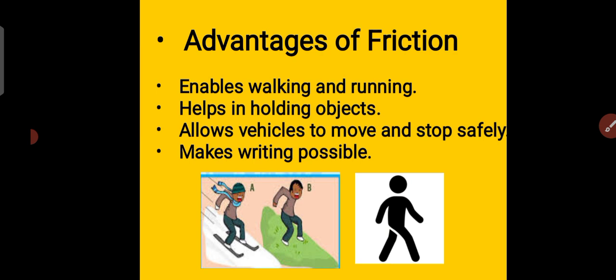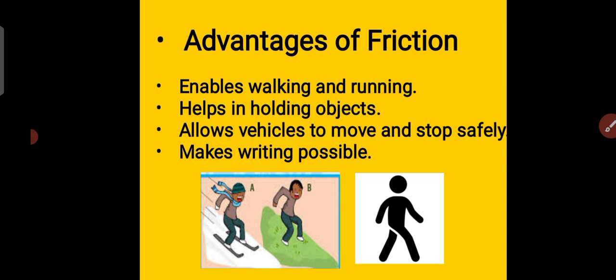A very good example also is when you are using a hammer to hit a nail into a piece of wood. Static friction would also hold that nail firmly in order to ensure that it doesn't slip out of the wood. Now, another advantage of friction is that it allows objects to move and to stop freely.